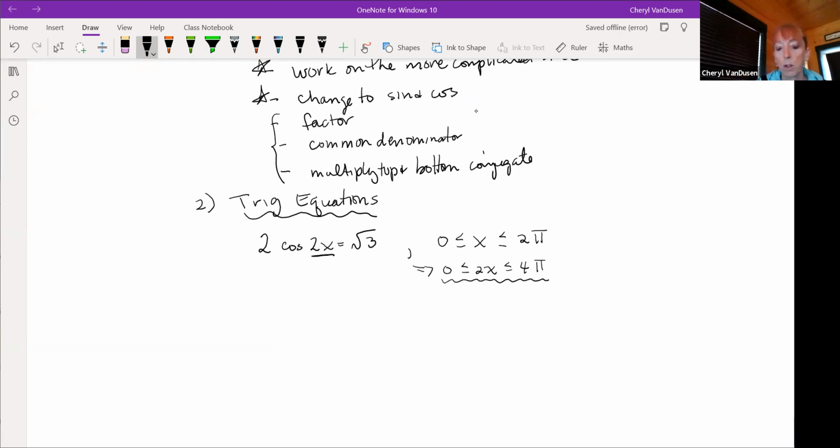Okay, now we're going to try to work through this question. So the first step in this question would be to divide both sides by 2. So we get cos of 2x equals root 3 over 2.